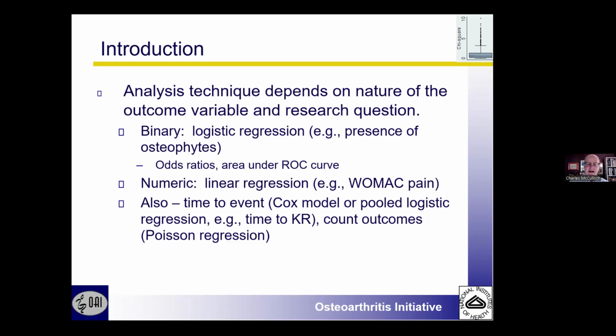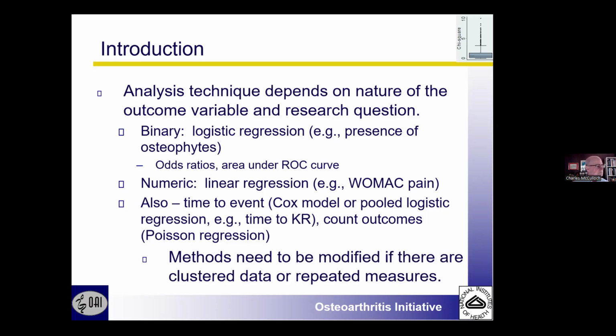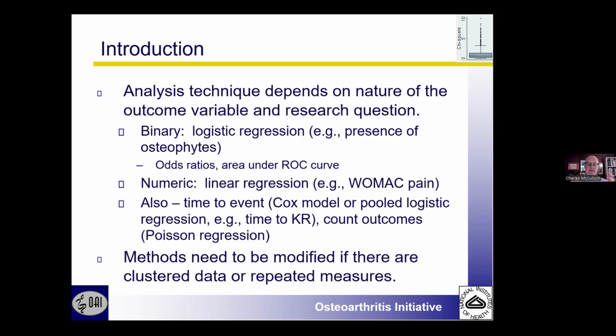But you can also have other types of models, like time to event models, time until knee replacement, for example, that you would handle with a Cox model or a pooled logistic regression. And somewhat less commonly, you might encounter count outcomes, in which case I might use Poisson regression. And of course, any of these methods that you're going to use need to be modified to be able to accommodate cluster data or repeated measures or longitudinal measures over time.